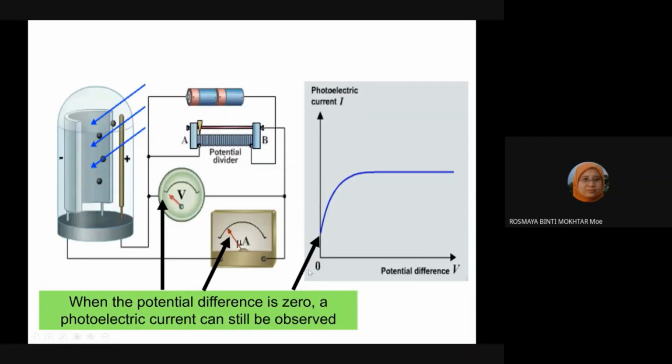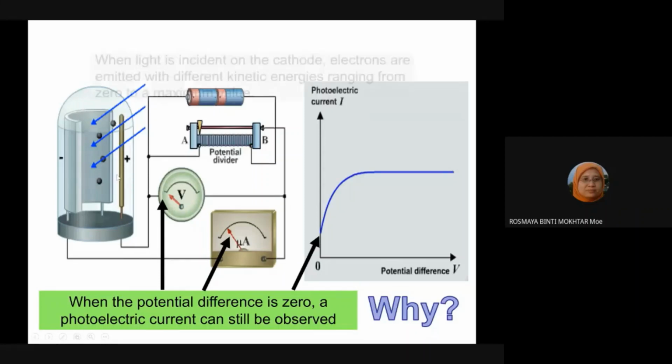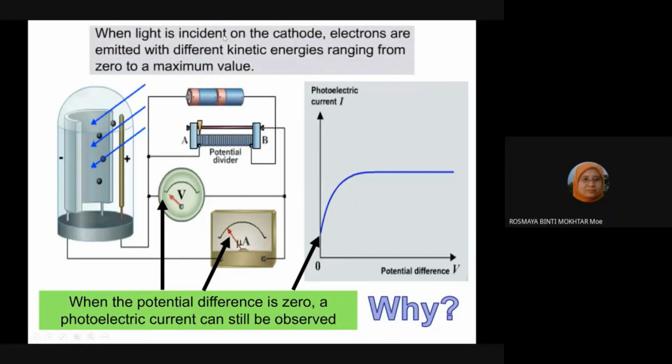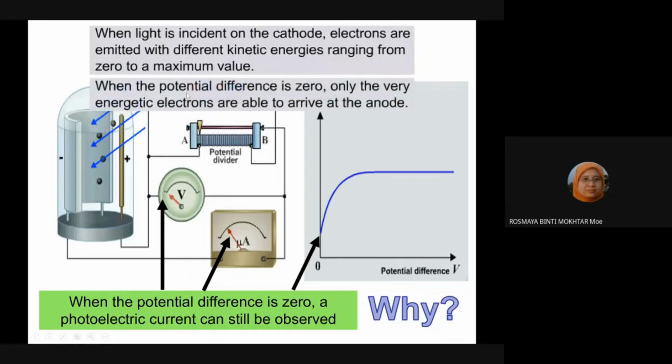Okay, so why does this happen? The emitter still gives a reading even though the voltage across the cathode and anode here is 0. Why? Because when the light is incident on the cathode, electrons are emitted with different kinetic energies, ranging from 0 to a maximum value. So when the potential difference is 0, only the very energetic electrons are able to arrive at the anode.